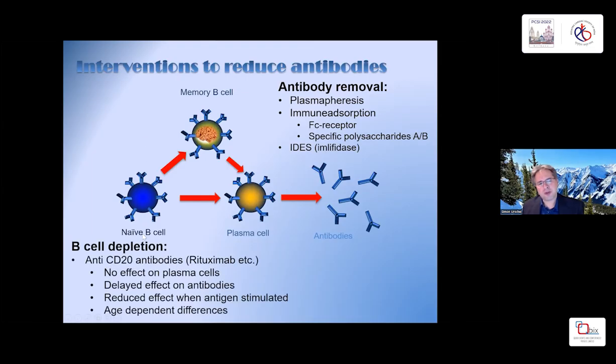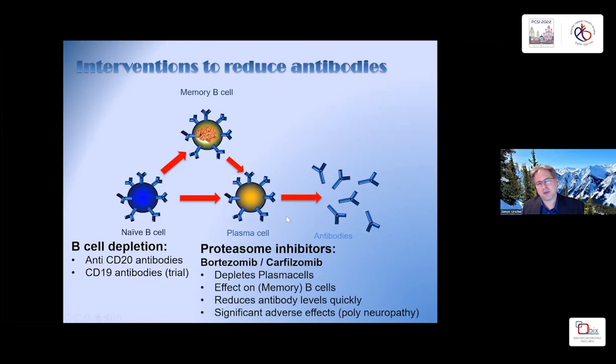You then want to get rid of your B cells, and you can use anti-CD20 antibodies. The prototype is rituximab. But keep in mind, they don't produce the antibodies, and the plasma cells aren't targeted, so it takes 2-3 months until the antibodies will come down.